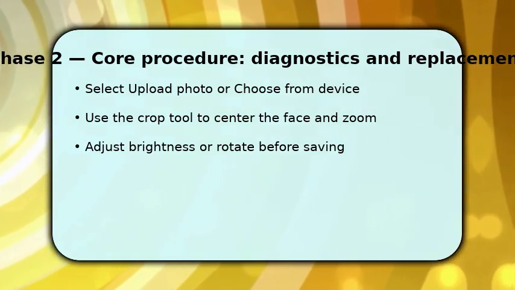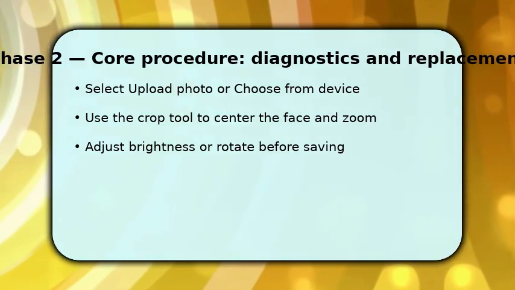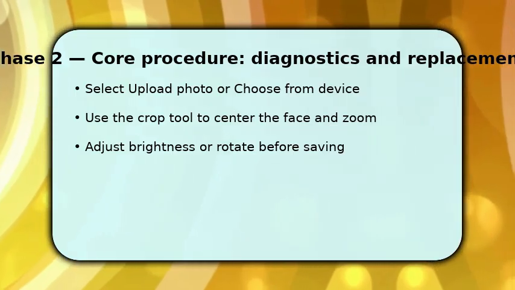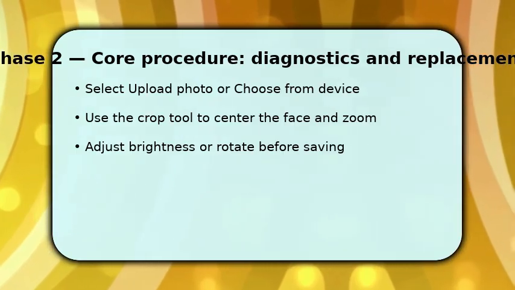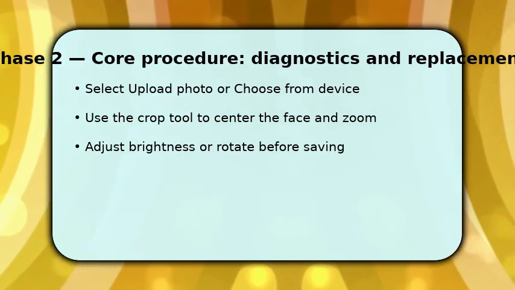Use it to center your face and leave appropriate headroom because Google uses a circular mask. Make fine adjustments, rotate if needed, and nudge the zoom so your face is clear at small sizes. When satisfied, hit Done or Save. This replaces the account image across Google services after the change propagates.